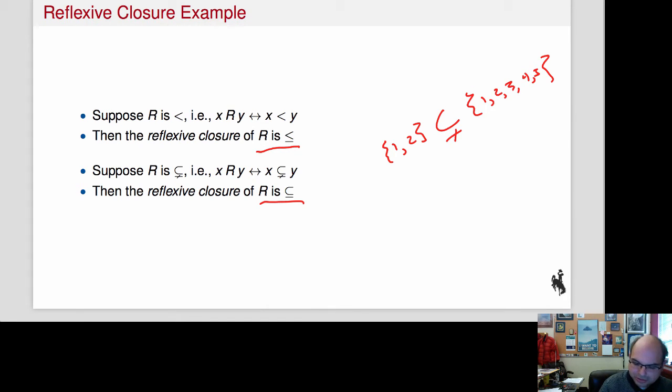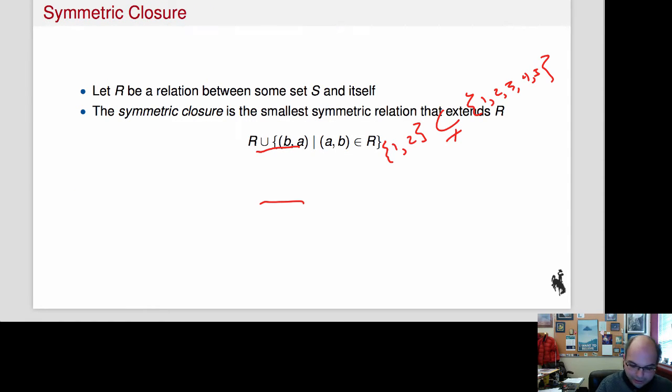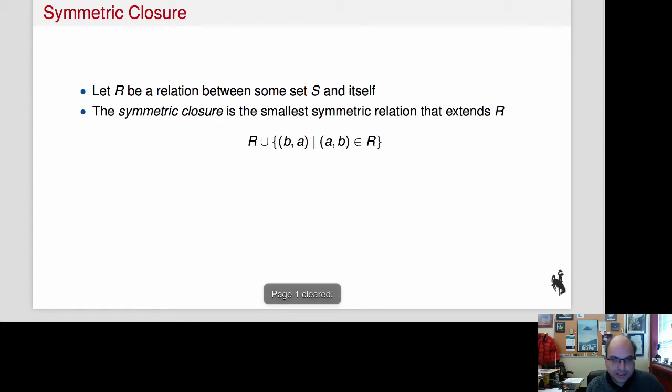I want you to have some intuition for what it does. But when it comes to proving that you have the right answer, you have to go back to the previous definition. So you have to show that it's actually the smallest set that has that property. I've already shown you that that smallest set is always equal to the original relation R union the set of all (S, S). Okay, so let's try symmetry.